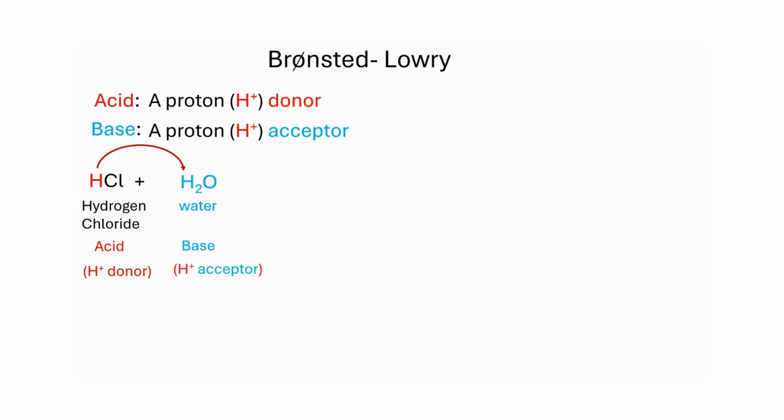So it's the H+ or proton acceptor. So given this reaction, we would get H3O+, hydronium ion, and chloride ion. Right. So according to Bronsted-Lowry, an acid is a proton donor, just like this example shows us here.